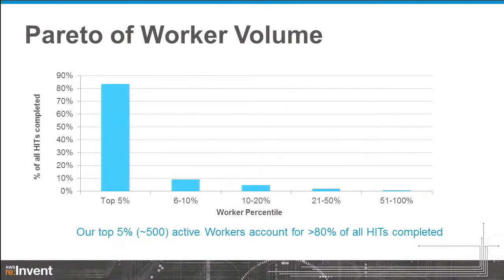This is another graph representing some of the same stuff. This is the Pareto of worker volume, so the 80-20 rule, if you will. Over 80% of our HITs are completed by just about 500 of our workers, which only represent 5% of our total workforce from the number of unique workers. So the 80-20 rule definitely applies, if not 90-10.